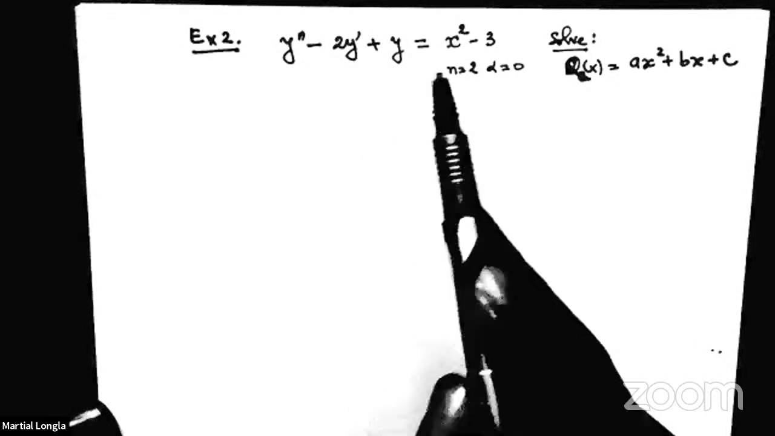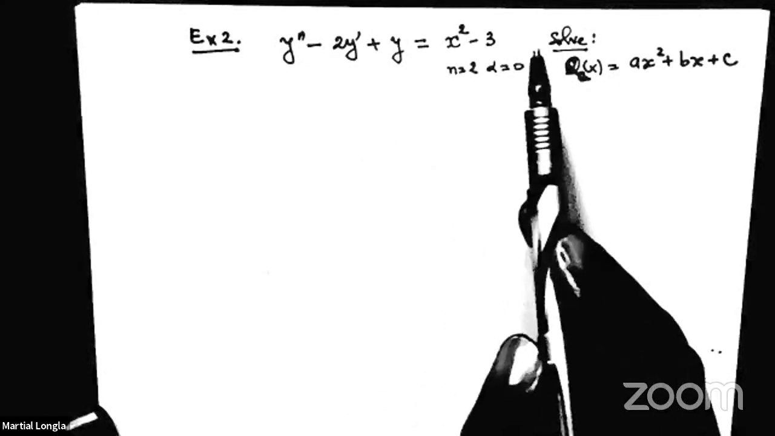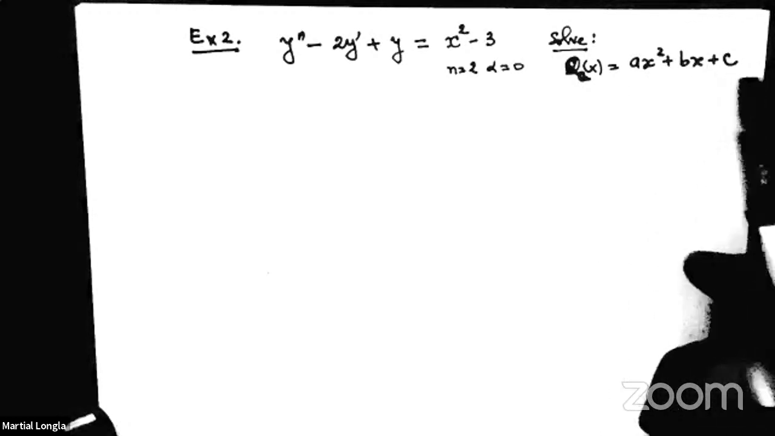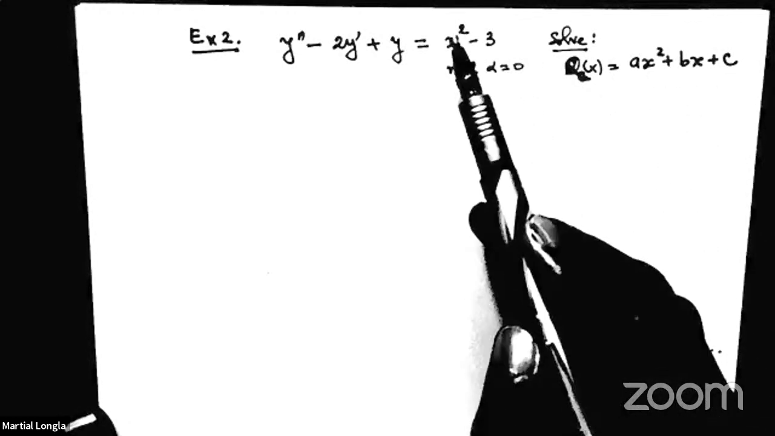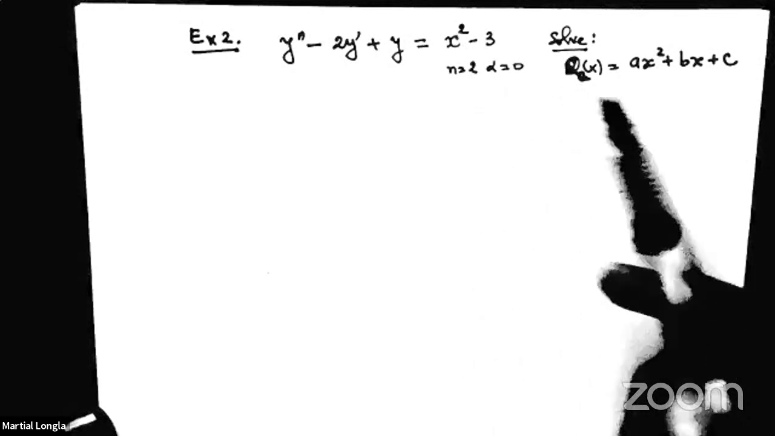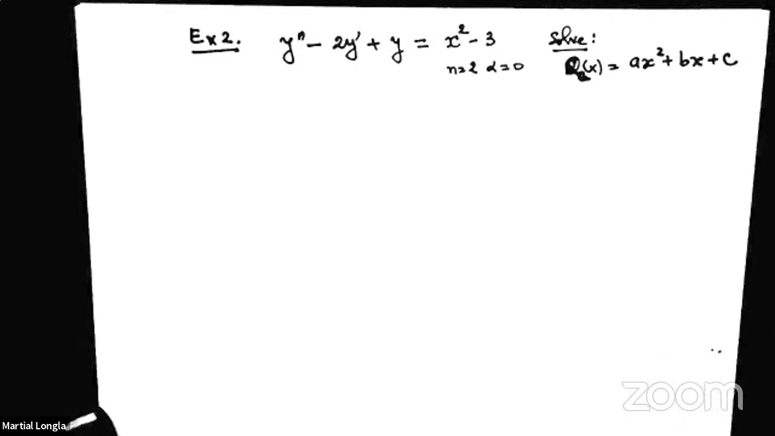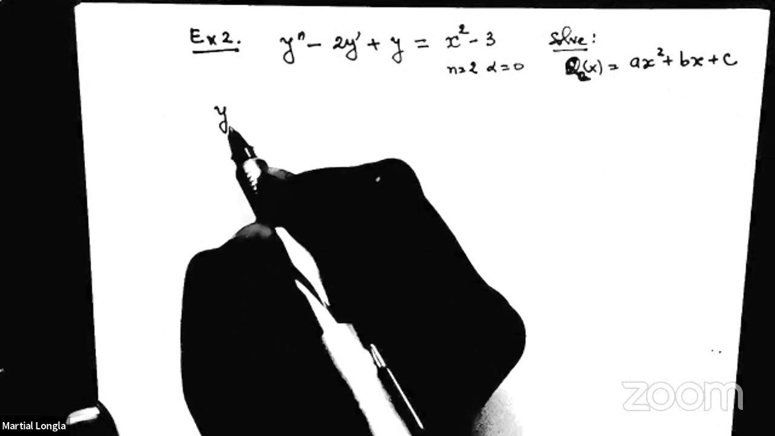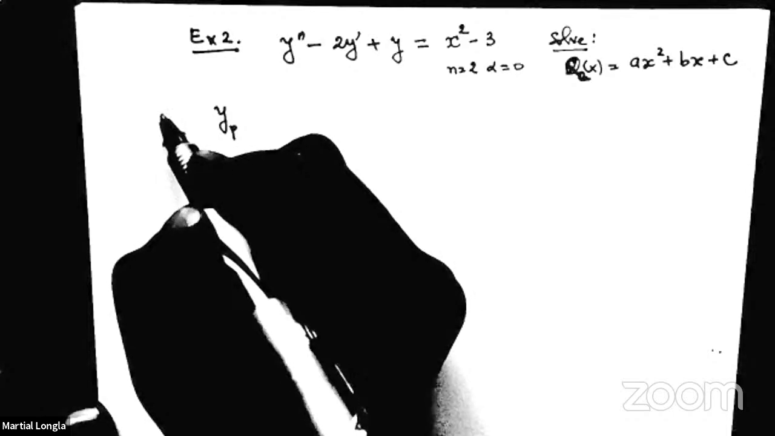Notice that I don't need to have all the terms in between here to write down that I'm looking for ax squared plus bx plus c. All I need is the highest power of x. That's what gives me n. And I use that n to write down a polynomial with all intermediary terms. And now what we have to do is say we are looking for yp of x.